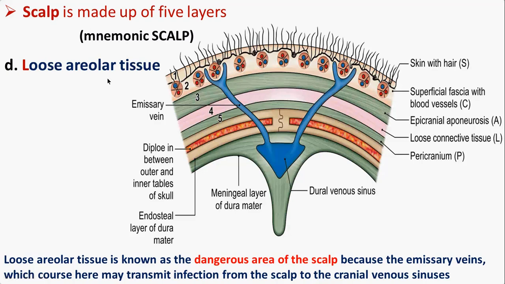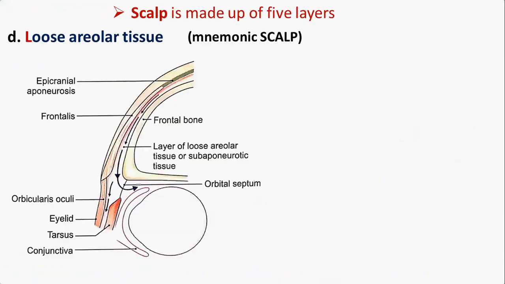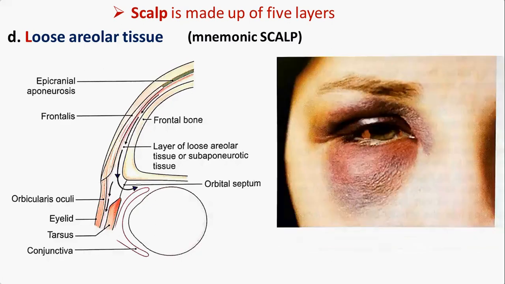Why is it called the septal layer? Because of the spread of blood in the loose areolar tissue, compression of the brain is not seen. So this layer is called the safety layer. It is also called the dangerous layer and also the safety layer. You have to remember.